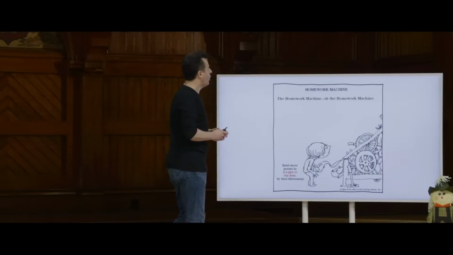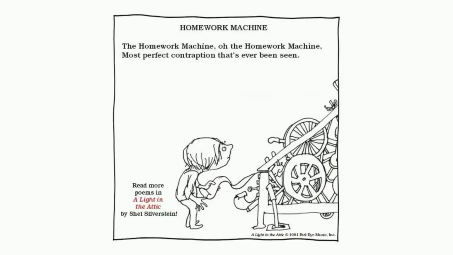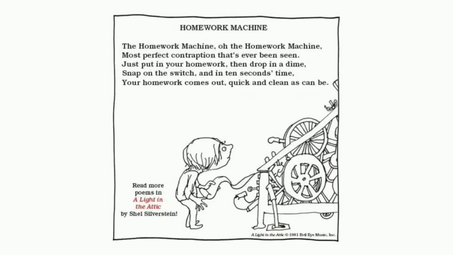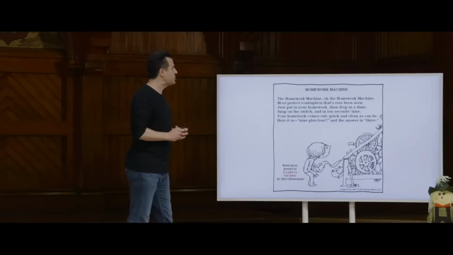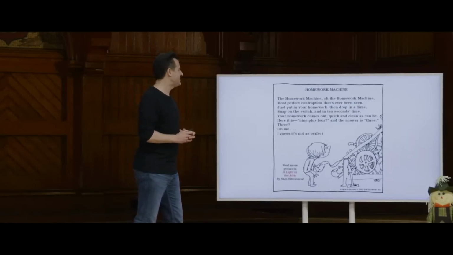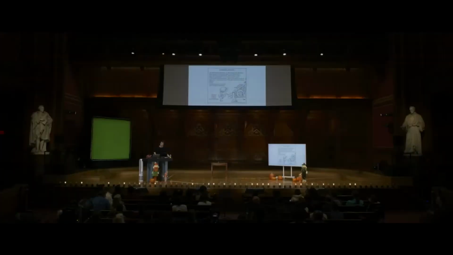The homework machine, oh, the homework machine, most perfect contraption that's ever been seen. Just put in your homework, then drop in a dime, snap on the switch, and in 10 seconds' time, your homework comes out quick and clean as can be. Here it is, 9 plus 4, and the answer is 3. 3? Oh me, I guess it's not as perfect as I thought it would be. So quite foretelling, sure. Quite foretelling indeed.